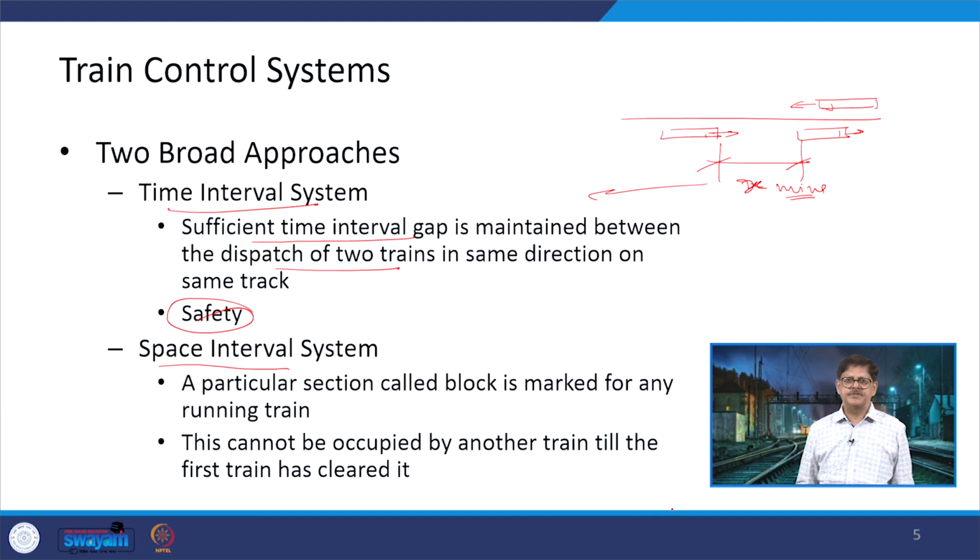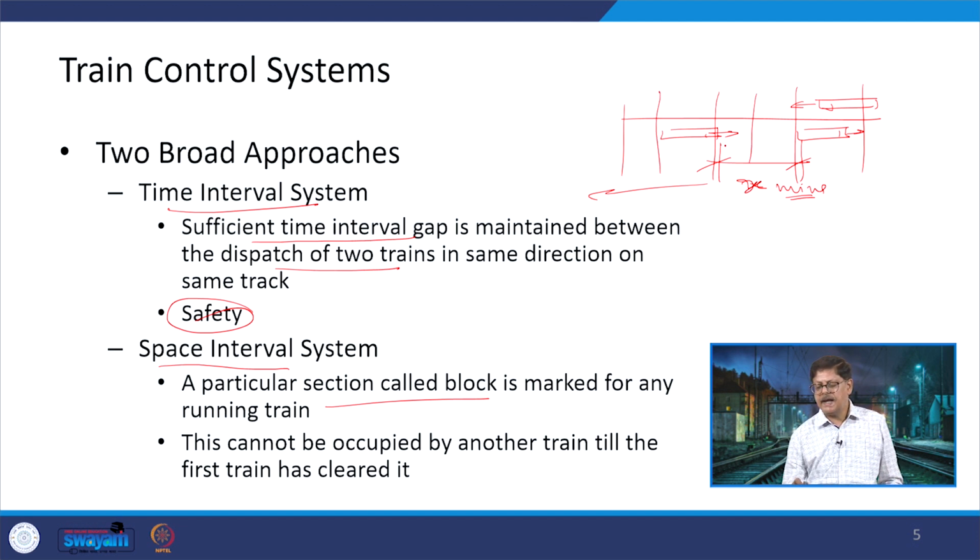In the case of a space interval system, by the name itself we can understand that some distance is created between the movement of the two trains, and that distance is defined in terms of a block section, and it is marked. So, a number of block sections will be there. That is how the trains are moving. How many block gaps are going to be there between the two trains is what we are talking about here in terms of space. So, this is the total space which needs to be there in terms of n blocks.